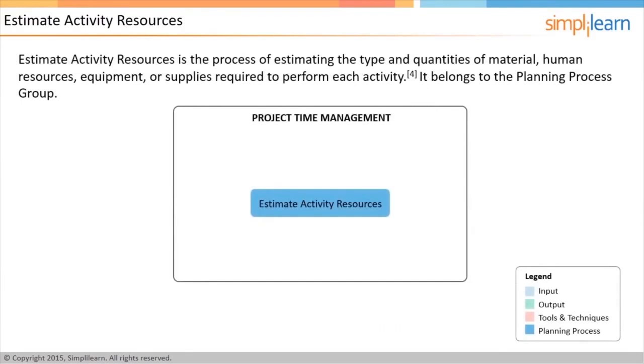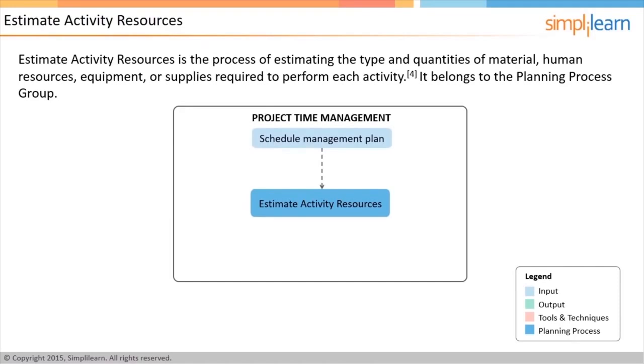After sequencing the activities, the next step in project time management is estimating the resources required to accomplish each of the identified activities. Estimate activity resources process also belongs to the planning process group. Here, resources do not mean only the human resources, but include all other resources like equipment, raw materials, machinery, etc. Schedule management plan is the first input.